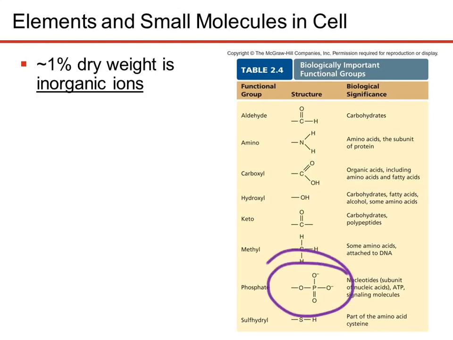And then phosphate. You've seen that before. Where have you seen phosphate? What kind of biological molecules have phosphate? ATP does, DNA does. There's one other important one.